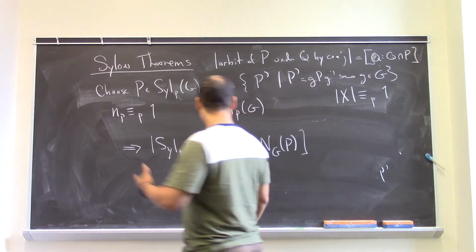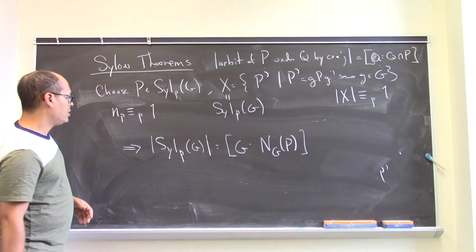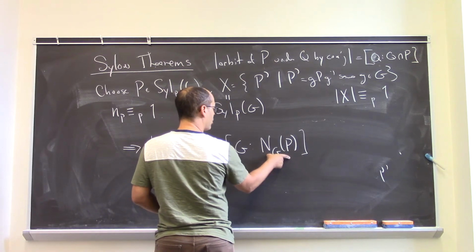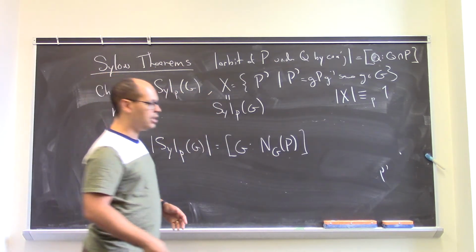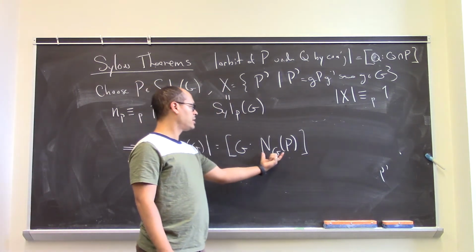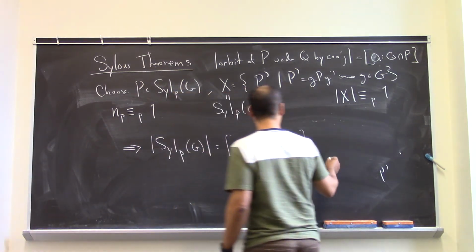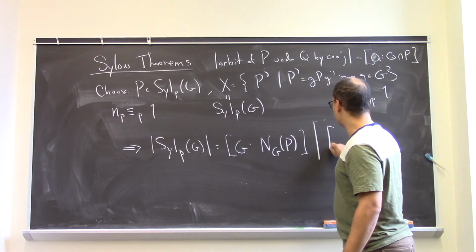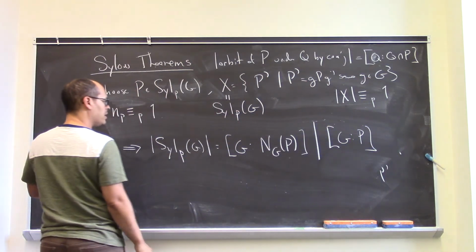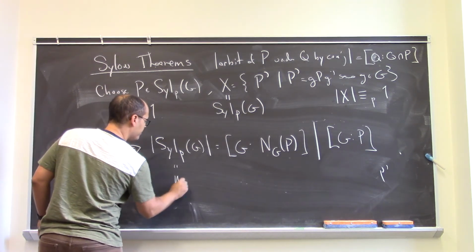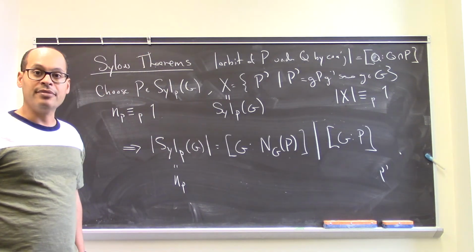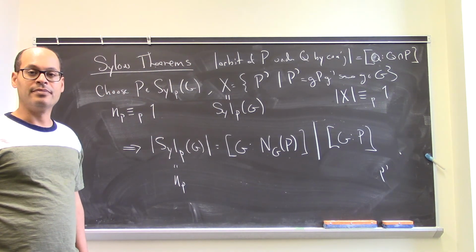And what does that say? Now if you look at this, the normalizer, of course, contains the Sylow p subgroup itself. So that means that this divides the index in G of P, and so that tells us that n_p divides the index of any of the Sylow p subgroups, and we're done. That's the end of the proof of the Sylow theorems.